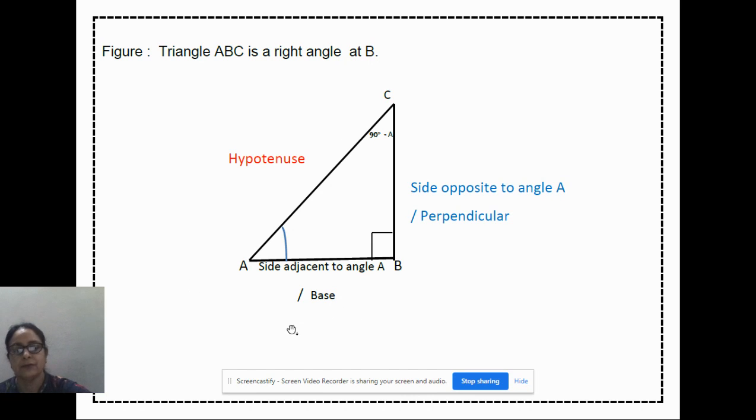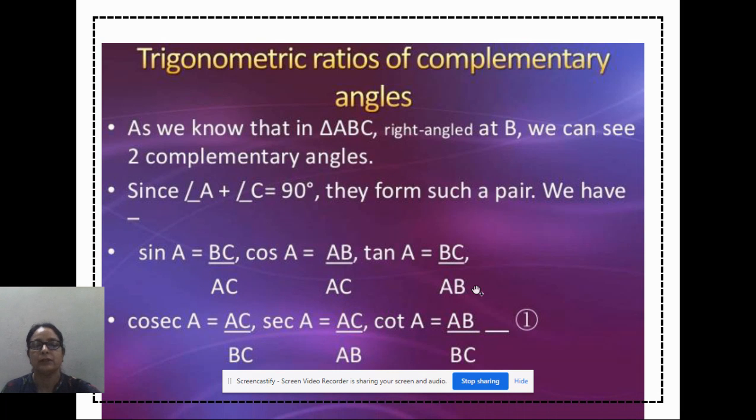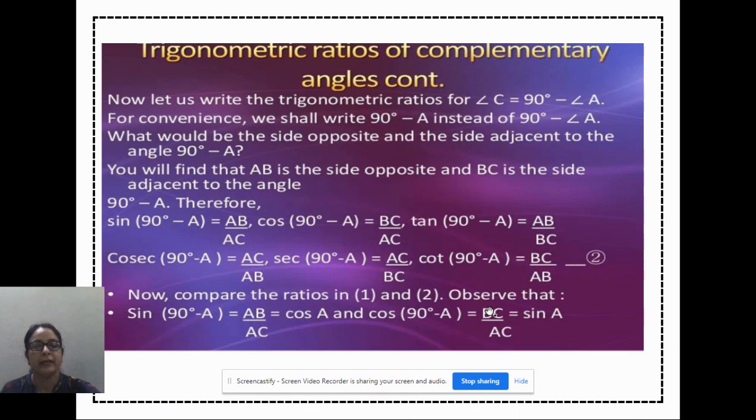And then the third one is tan A. Tan is perpendicular by base, BC by AB. So first we will write all these three ratios, and similarly the other three ratios are the reciprocals of these three. This will be your equation 1. This we have already discussed.